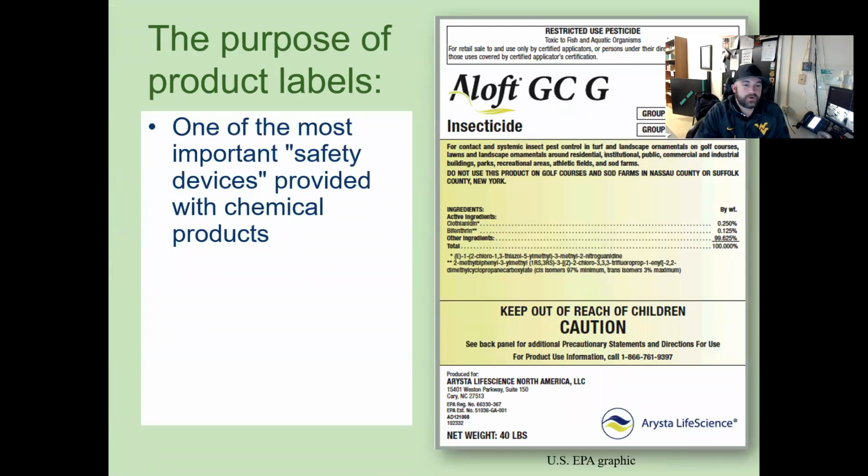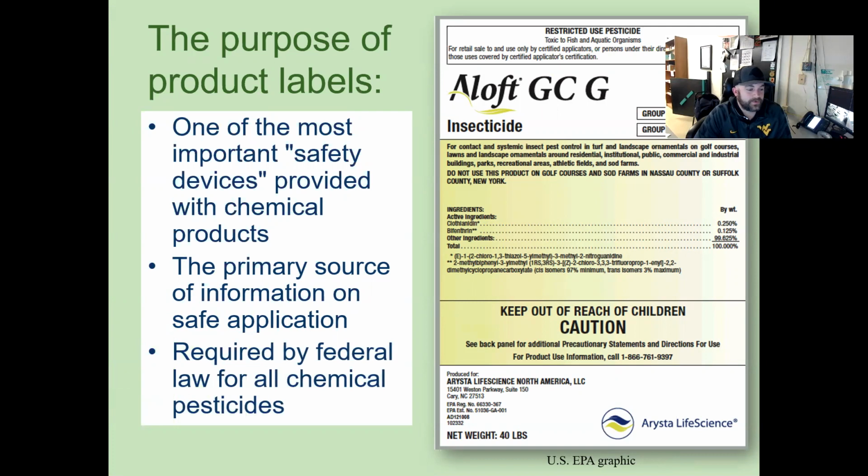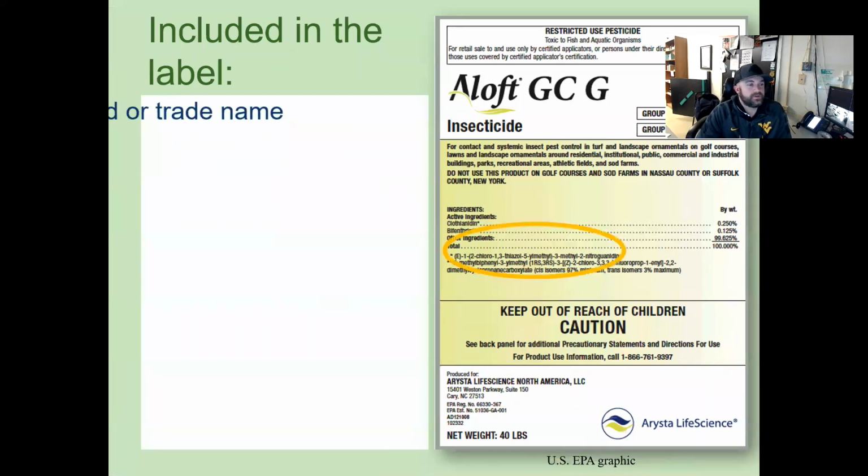So the purpose of product labels, and I stress this all the time in class, is read the label, read the label, read the label. One of the most important safety devices provided with chemical products, you can get all your information here. The primary source of information on safe application and required by federal law for all chemical pesticides. So what's included in the label?